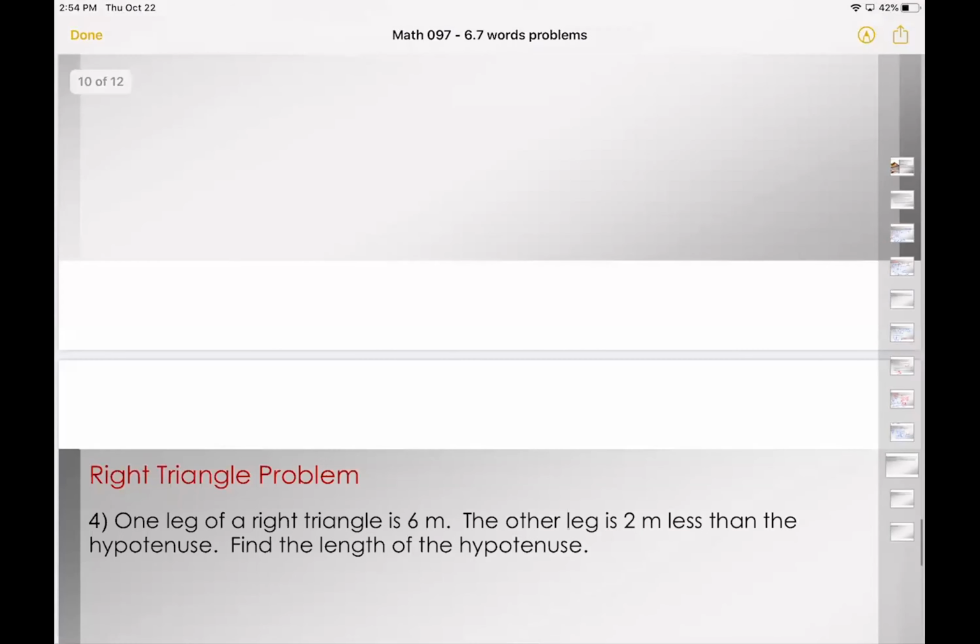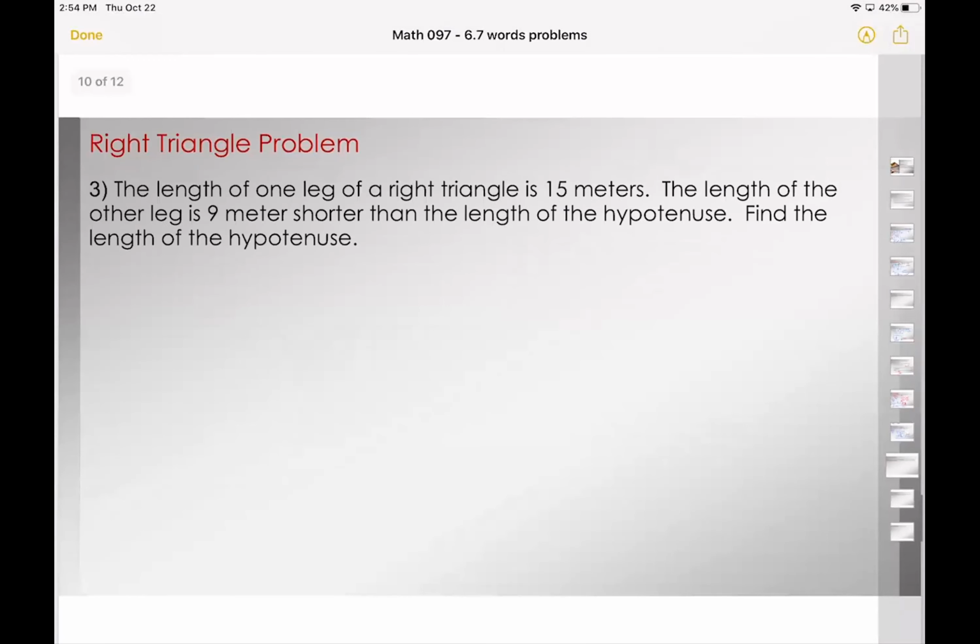But let's take a look at this one here. It's a little bit different, but similarly, we know that this is a right triangle. So if it's a right triangle, just sketch the right triangle out, right? So this is my right triangle. And again, a little bit crooked, but it's okay. They say the length of one leg of the right triangle is 15. So again, let me just put 15 somewhere, 15 meters. The length of the other leg is 9 meters shorter than the length of the hypotenuse.